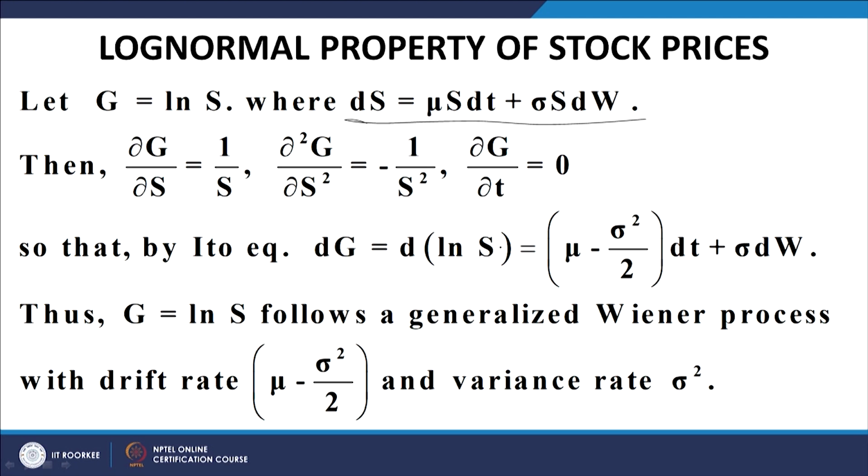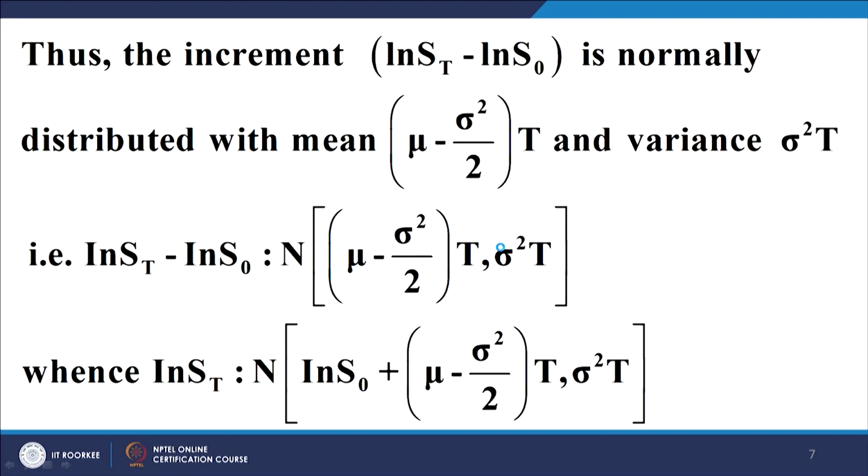In other words, log of st is normally distributed, because this is constant, this is information known at t equal to 0. Log of st is normally distributed with mean of log of s0 plus mu minus sigma square upon 2 into t and a variance of sigma square t. Now, this is the finite time model. This is the finite time model for a stock price. We have obtained it using Ito calculus and then integrating it.